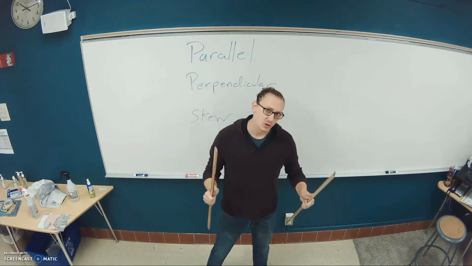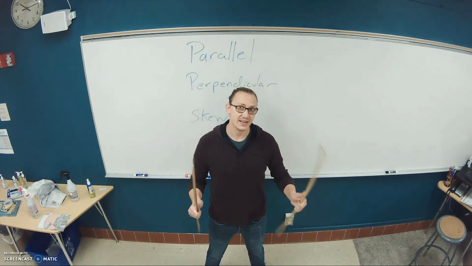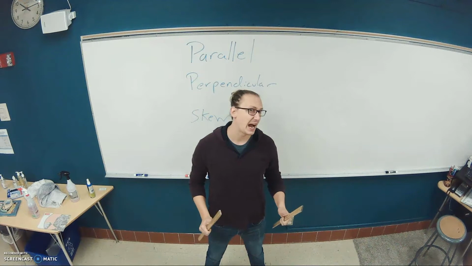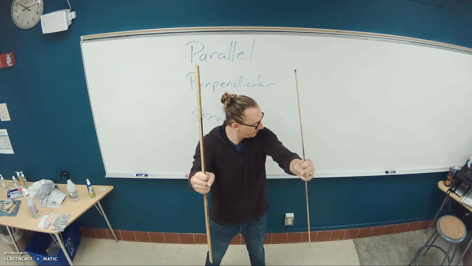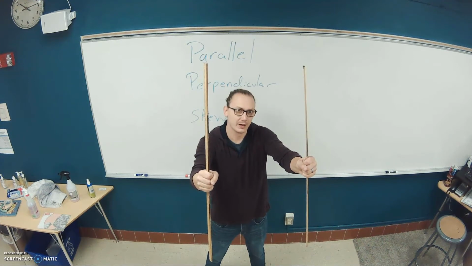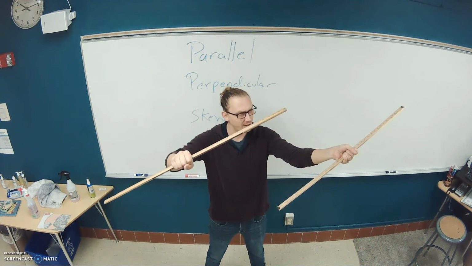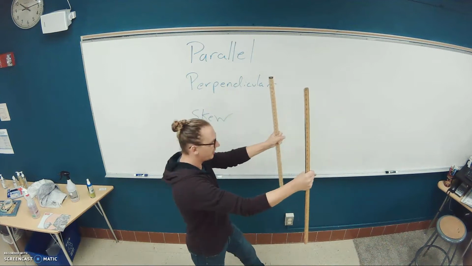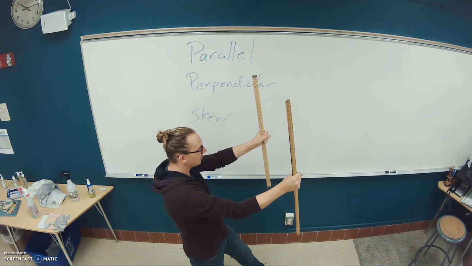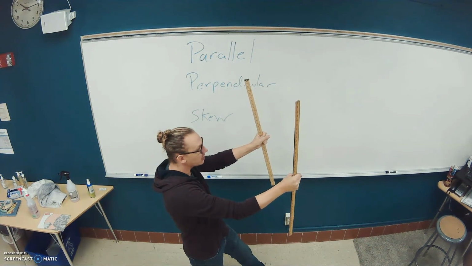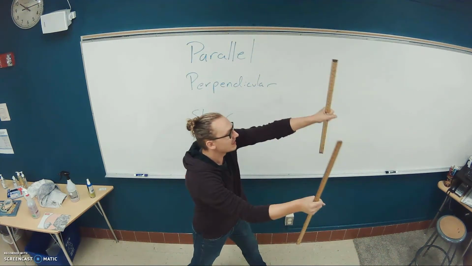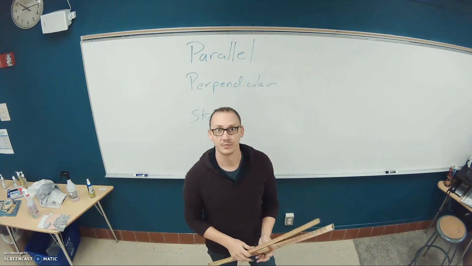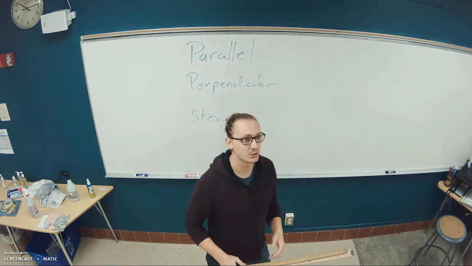Parallel lines are two lines that will never intersect, no matter how far off into infinity they may go. For example, those are parallel. These are parallel. Those are parallel. These two are now parallel-ish, as best as I can do, okay? So they can be going whatever way. Think of train tracks. Parallel lines are like train tracks. They're never going to meet.